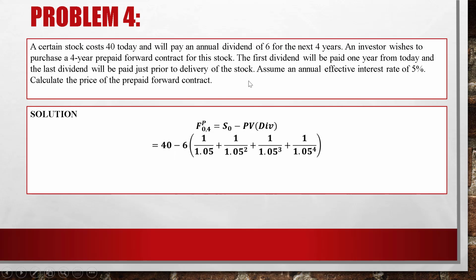And for the dividends, we have 4 dividends at the end of each year, from the end of the first year to the end of 4 years. The present value of the first dividend is 6 over 1.05. The second is 6 over 1.05 squared. The third is 6 over 1.05 cubed, and the last is 6 over 1.05 to the 4. From here, we get 18.72. That is the price of the prepaid forward contract. Answer: 18.72.